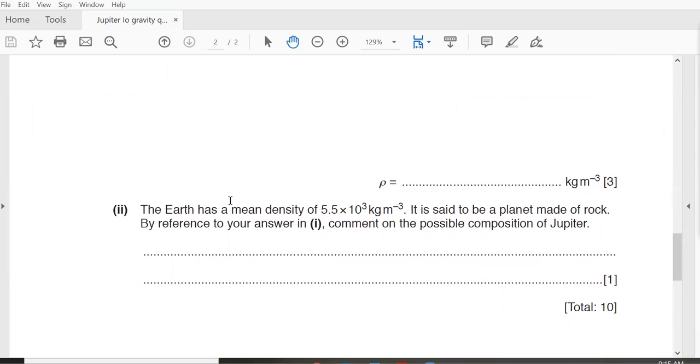The last part of this just says that the Earth has a mean density of 5.5 by 10 to the 3, and it's said it's a planet made of rock. You know, that's what it is said about planet Earth. By reference to our answer, comment on the possible composition of Jupiter. Well, because our answer is way less, 1303, we might conclude that it's composed of something less dense than rock, like gas. Maybe Jupiter is a gas giant.